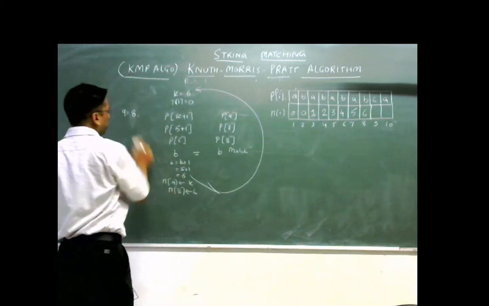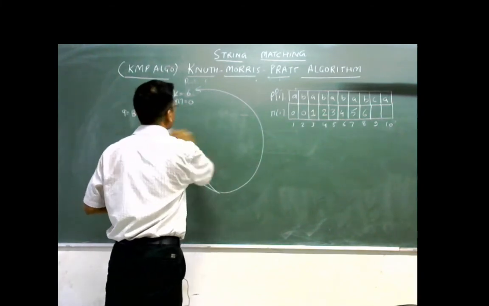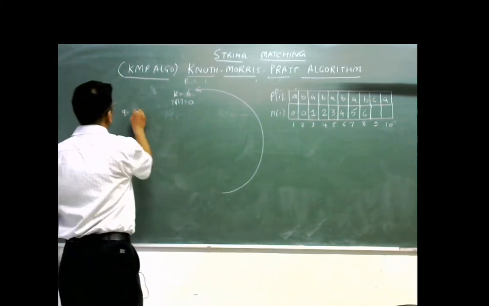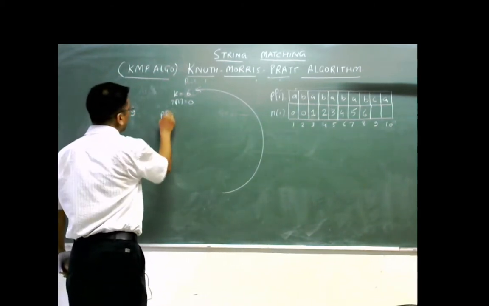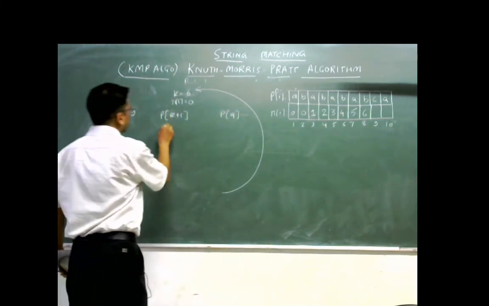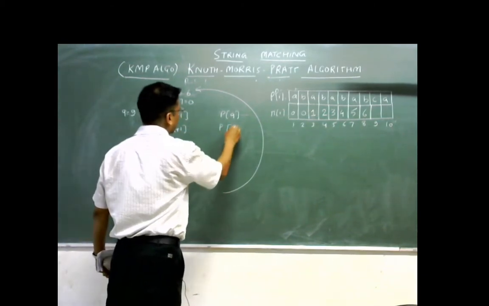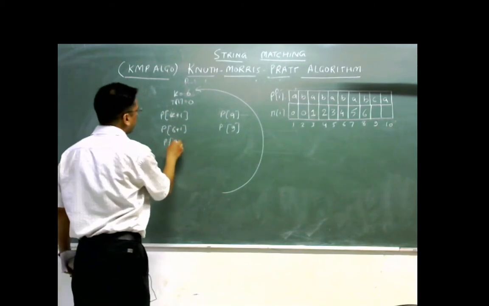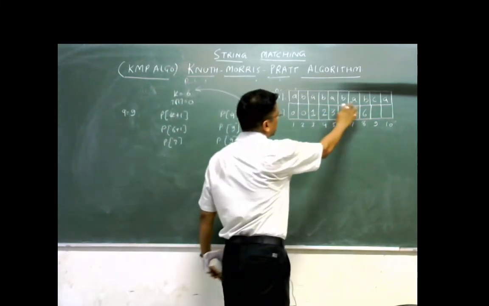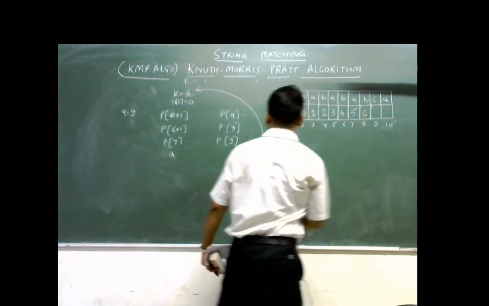So we are going to compute for q equals 9. So P[k+1] and P[q]. P[k+1] is 6 plus 1, and P9. So P7 and P9. P7 is equal to A, and P9 is equal to C.